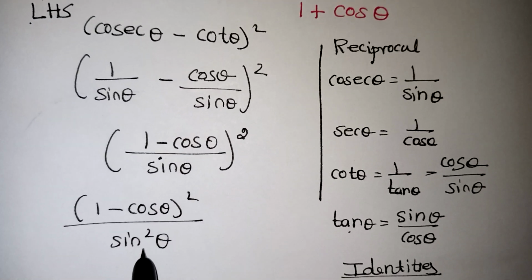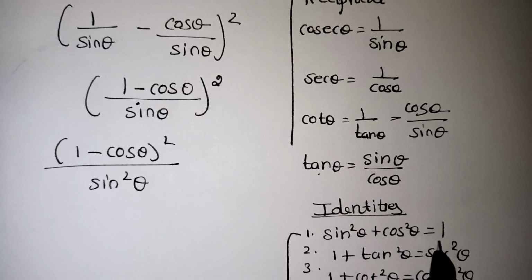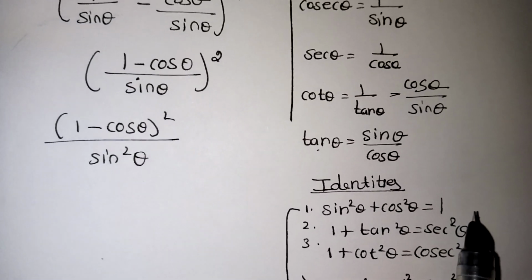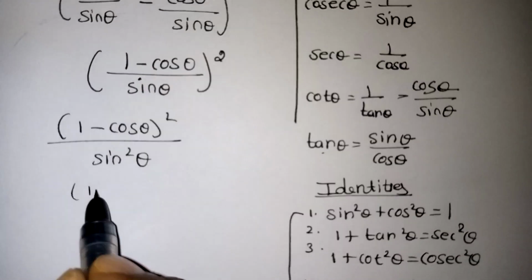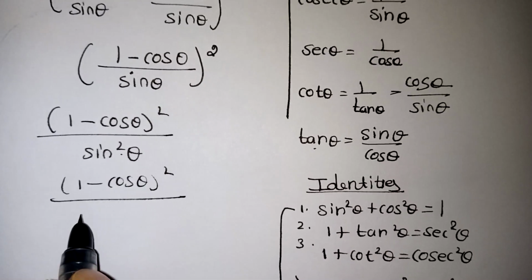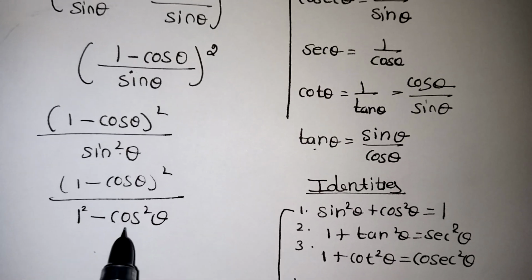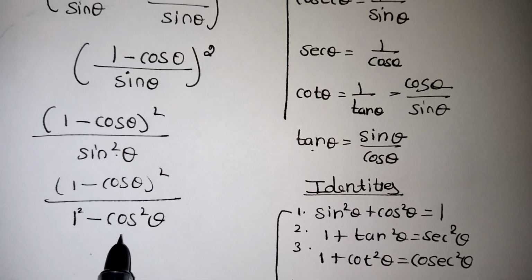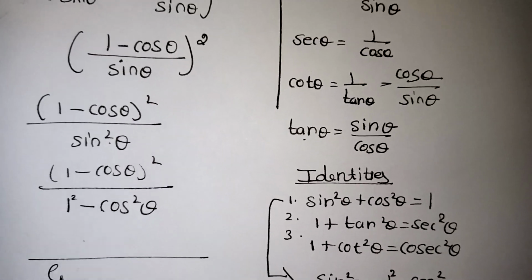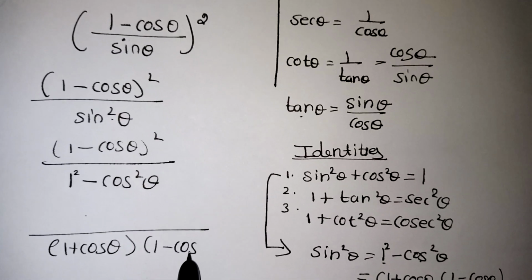Now sin square theta: from the identity sin square plus cos square equal to 1, I want the sin square value. So plus cos square I am taking to the other side, that will become 1 minus cos square theta. So (1 minus cos theta) the whole square by sin square theta can be written as (1 minus cos theta) the whole square by (1 minus cos square theta). Now 1 can be written as 1 squared, so 1 squared minus cos squared looks like a squared minus b squared. So the denominator will be written as a plus b, a minus b, that is (1 plus cos theta) and (1 minus cos theta).